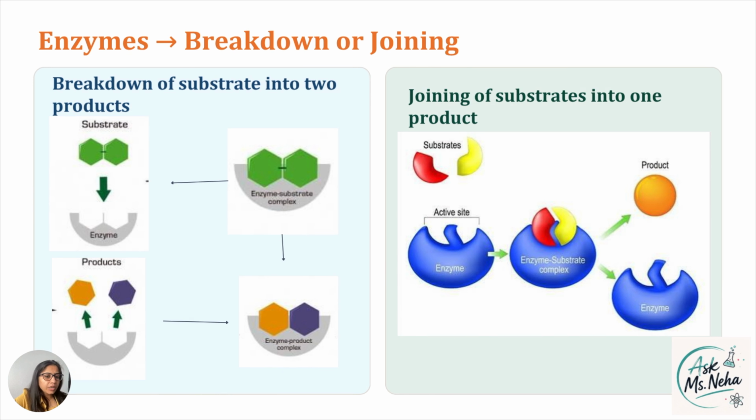Now, what kind of reactions do enzymes act upon? Well, they act on any kind of reaction. They can be breaking down a substrate into products, or they may be joining a couple of substrates to form one product. So, synthesis or breakdown, anything is possible. Usually, we get to know what the enzyme is doing by its name, like reductase will cause reduction, oxidase will cause oxidation, polymerase is like a synthesis kind of enzyme.